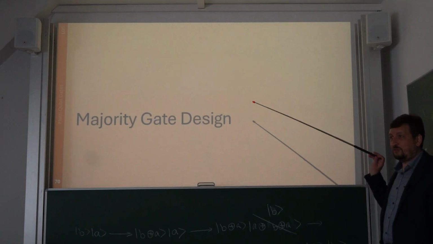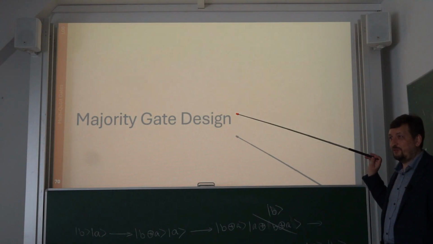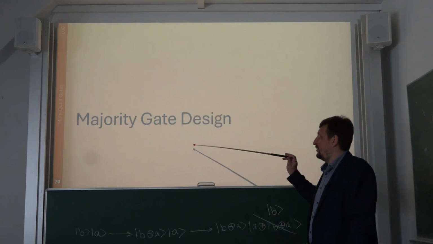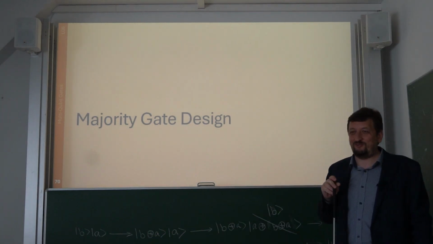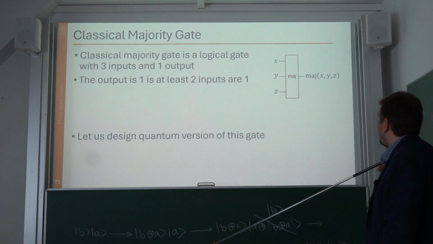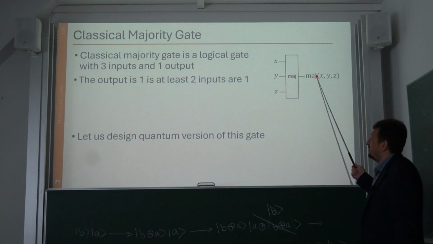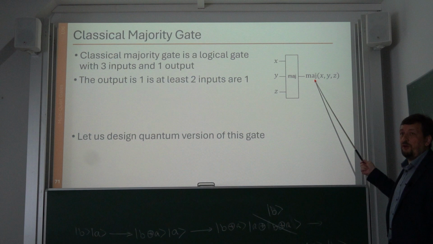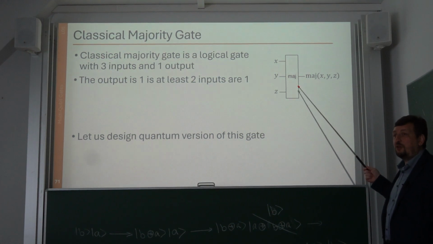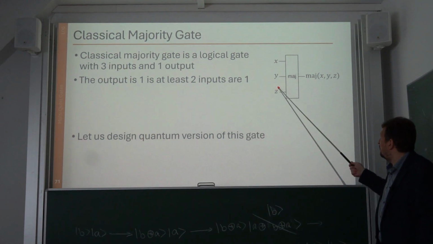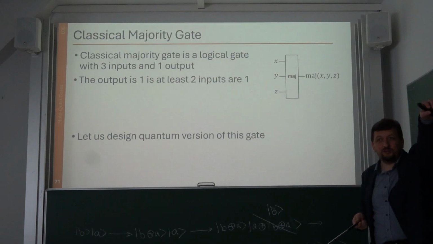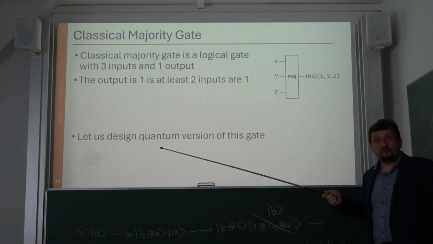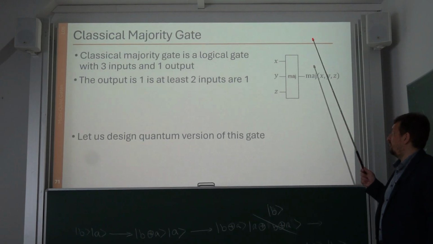I also have in this lecture slides for you to see later on how to build the majority gate. The majority gate is one of the classical gates. It has 3 inputs and 1 output. It produces 1 when at least 2 qubits, no matter which 2 qubits, are in state 1. So how do we build the majority gate in quantum computing?